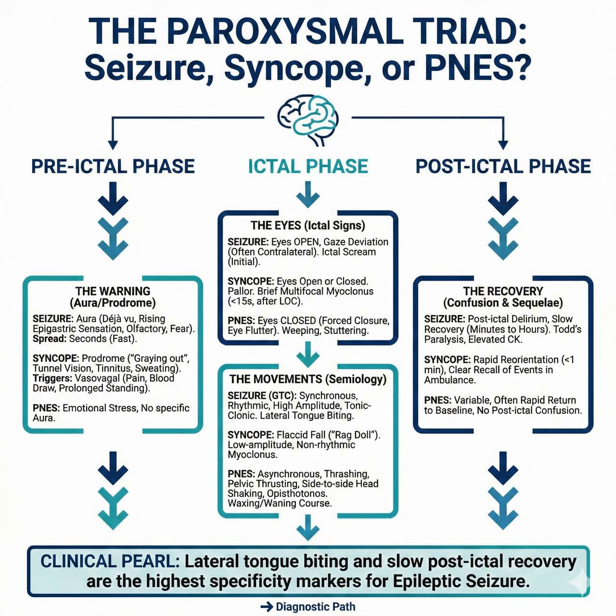To summarize, first, check the warning. Aura for seizure, prodrome for syncope. Second, check the eyes and movements. Open and rhythmic for seizure, closed and thrashing for PNES. Third, look at the recovery. If it's slow and confused with lateral tongue biting, it's a seizure until proven otherwise.